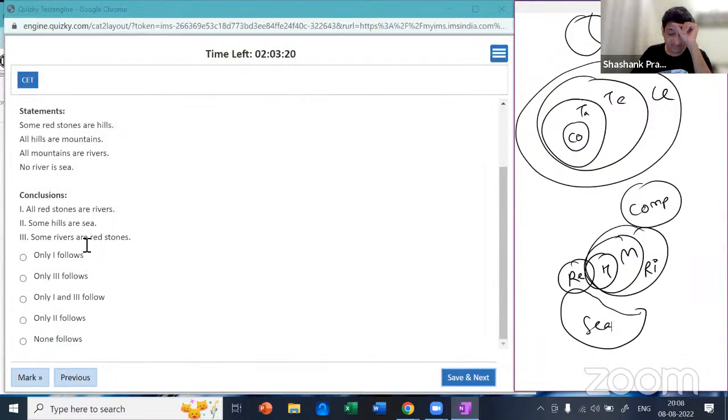some rivers are red stones. No? Red stones are hills. That is also fine. So we are using more than one statement. So 3 follows for sure. All red stones are rivers. Definitely no, not necessary. Some hills are sea. No, not necessary. In fact, some rivers are red stones. Yeah, this seems to be fine.